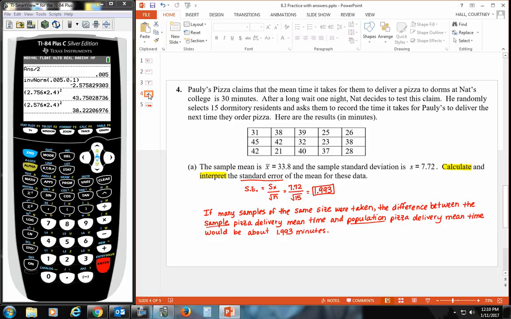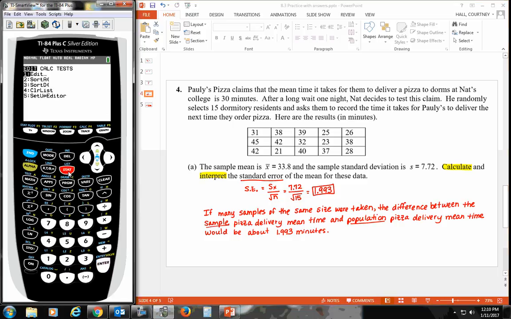Okay, Polly's Pizza claims that the mean time it takes for them to deliver a pizza to dorms at Nat's College is 30 minutes. After a long wait one night, Nat decides to test his claim. He randomly selects 15 dormitory residents and asks them to record the time it takes for Polly's to deliver the next time they order pizza. Here are the results in minutes. The sample mean x bar is 33.8 and the sample standard deviation is 7.72. Calculate and interpret the standard error of the mean for these data.